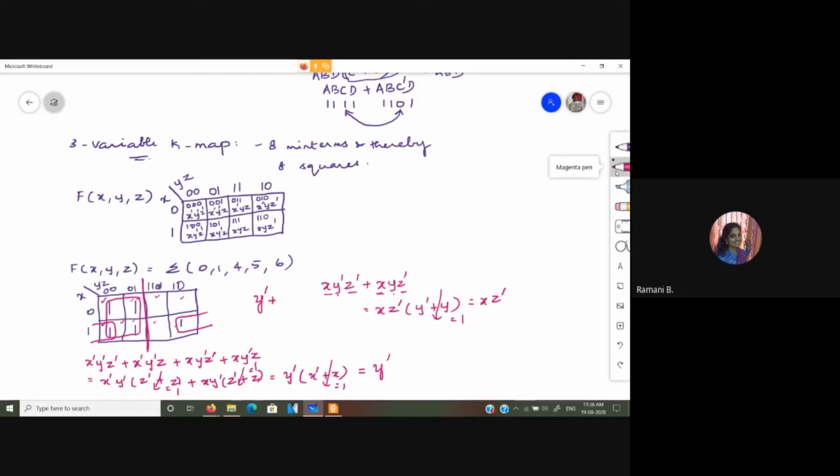So here to write the term for this grouping, x is equal to 1 in both the cases, so that will have an x. Checking the column values, here y is equal to 0, here y is equal to 1, so it is changing, so we leave that. Here z is equal to 0, here also z is equal to 0, so this is z bar. Okay? So this is how we write the expression for any given function using K-map.